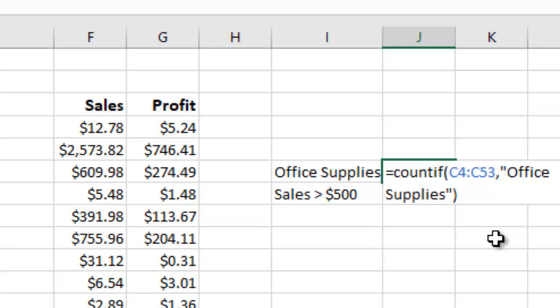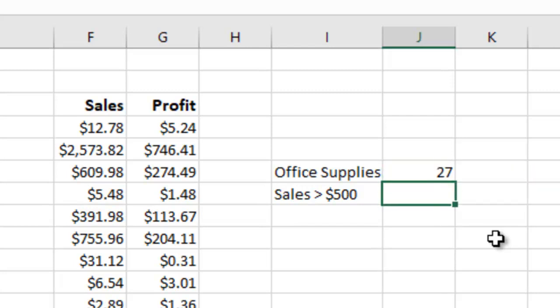So my formula says equal COUNTIF, look in the range C4 to C53, and look specifically for office supplies. And of course, the computer will find the number of entries for office supplies. All I have to do is press enter, and there are 27 entries. Much easier than going through and trying to count them. Suppose that my list was 3 times as long, then it would take quite a bit of time to sort through trying to count all those entries. So I'll let the computer do the work.